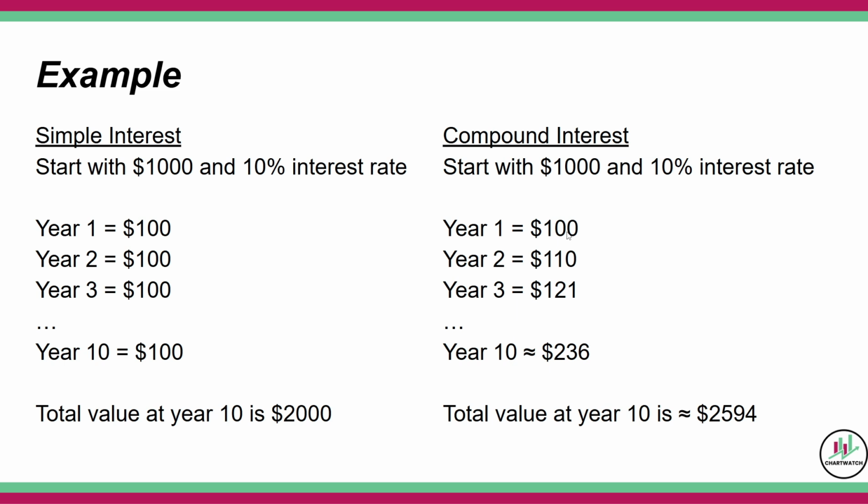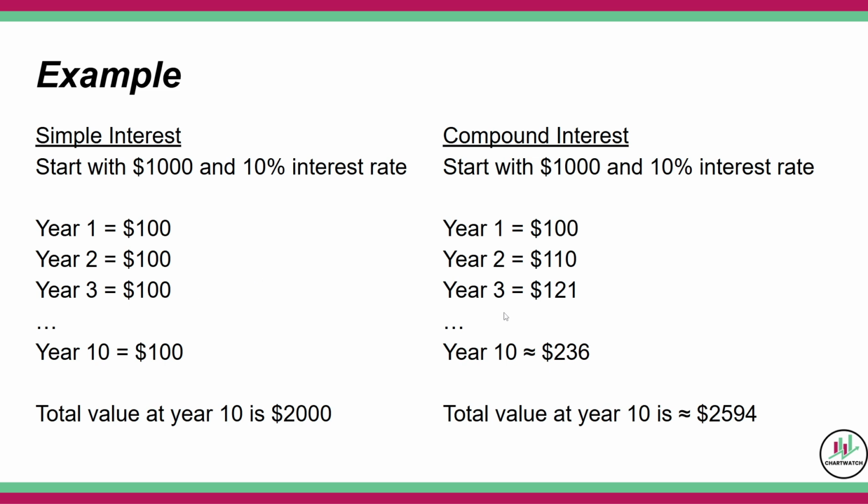Then in year 2, we're taking 10% of $1,100, which would be 110, and 121 and so on. And on year 10, your interest is actually 236. And so if we look, we can see that at year 10, from interest alone, you're making $236, compared to your 100 in year 10 on simple interest.